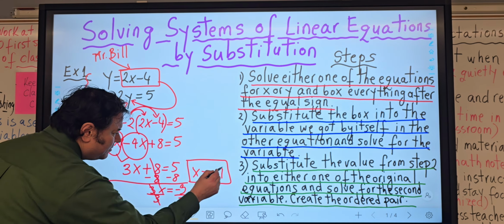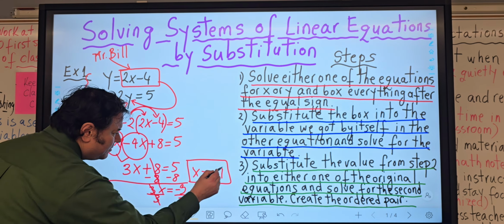This is our y. This is our final answer. And let's check to see if we got the right answer, right? So instead of x, we are going to replace negative 1 in the first equation. And instead of y, we are going to replace negative 6. So now we have, instead of y, negative 6 equals 2 times negative 1 becomes negative 2.